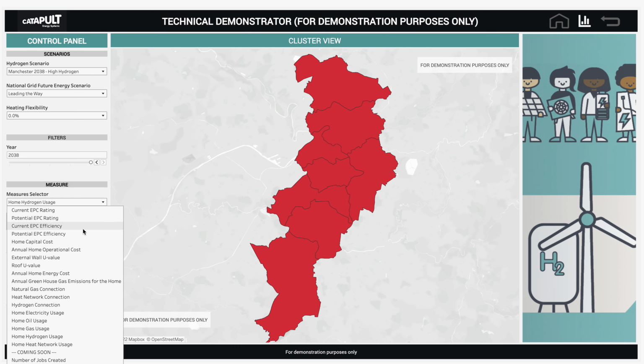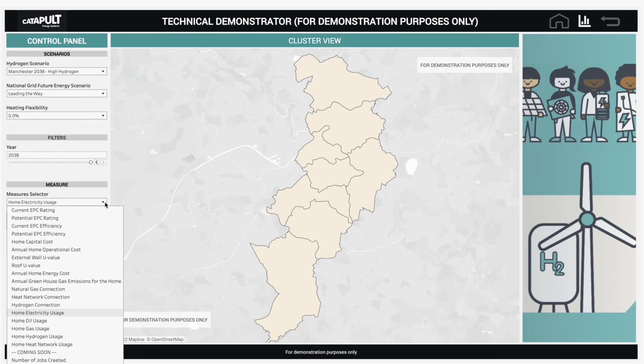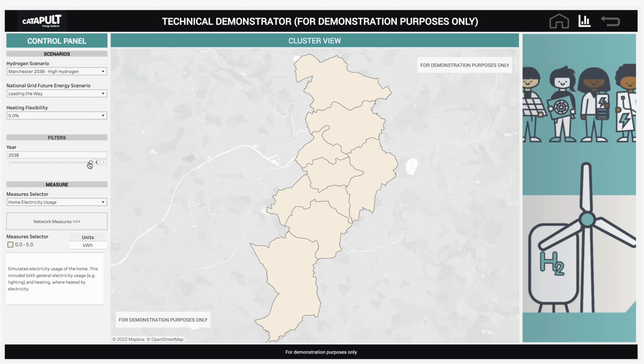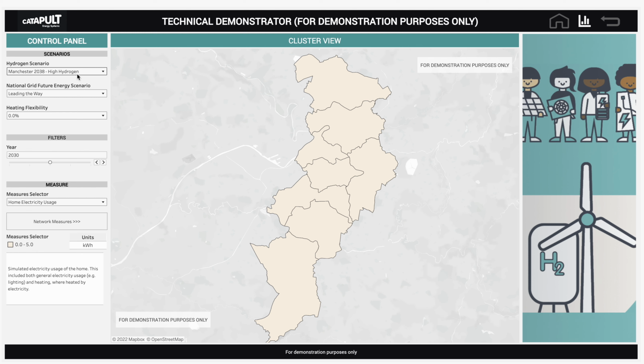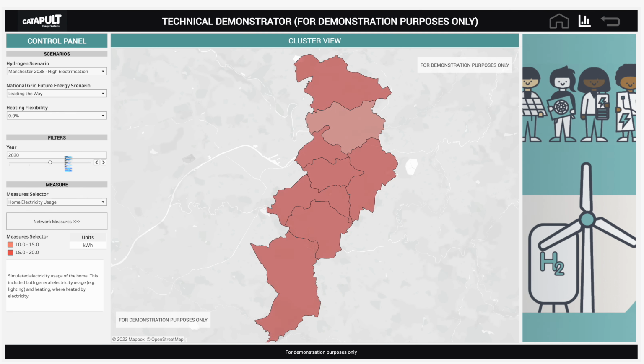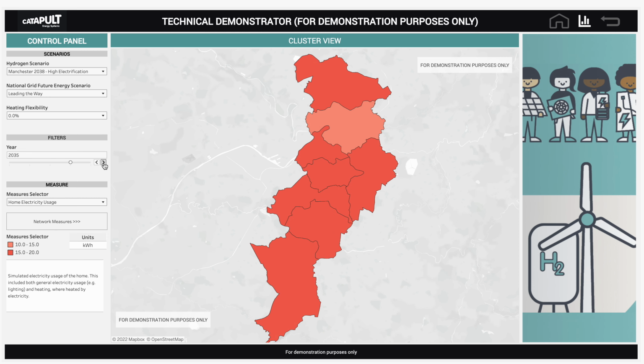So we can also look at electricity usage. So kind of the opposite thing happens with electricity usage. We end up with very little electricity as a power source. Start with some, but it gradually reduces under the high hydrogen scenario. If we switch to high electrification, as you might imagine, we start lower, but then as we cycle through the years, we can see that the electricity usage increases dramatically.